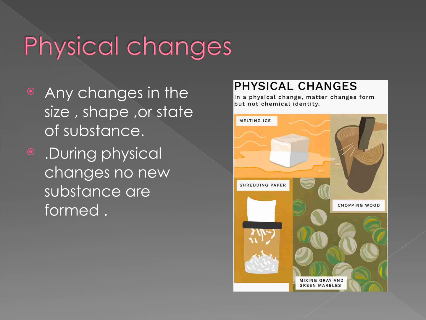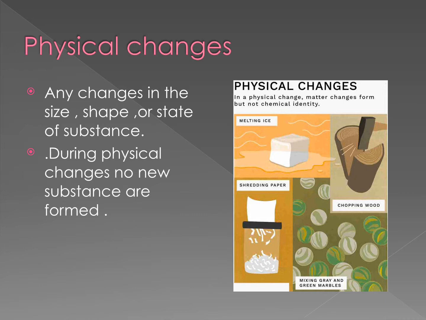Physical change: any change in the size, shape or state of a substance is called a physical change. So physical change includes change in the size, shape or state of a substance. For example, if you change the state of a cup of water into solid, then this is a physical change. If you cut a piece of wood, just like chopping wood, cutting wood into smaller pieces, it's an example of a physical change. The small pieces are still pieces of wood.